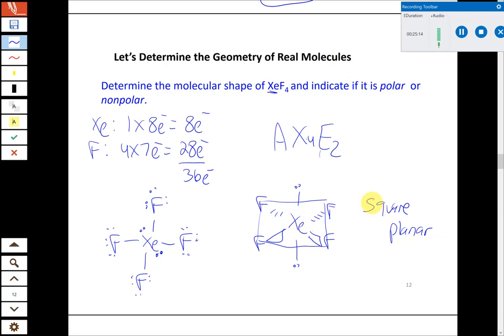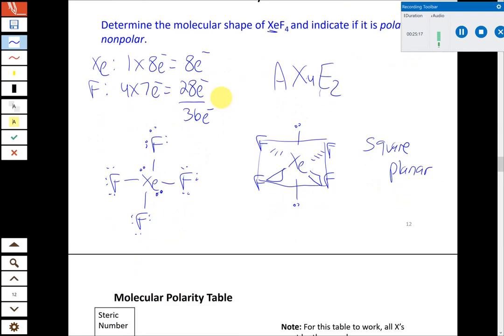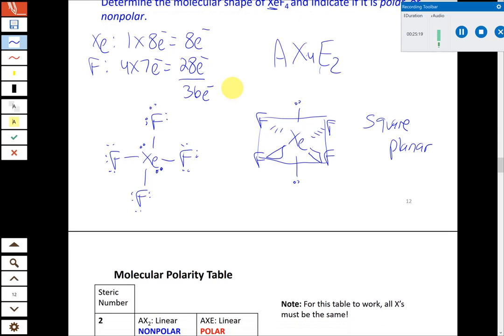So that's square planar, and then to decide if it's polar or not, it might be helpful to draw this in the side view. Remember, we don't really have to think about lone pairs for polarity. We can just draw them. What you'll see for xenon tetrafluoride is the noble gases don't really have well-defined electronegativity values, but fluorine is the most electronegative atom in the periodic table, so we expect the dipoles to go towards fluorine. We have this one, but it's going to cancel out with that one down there that's 180 degrees apart.